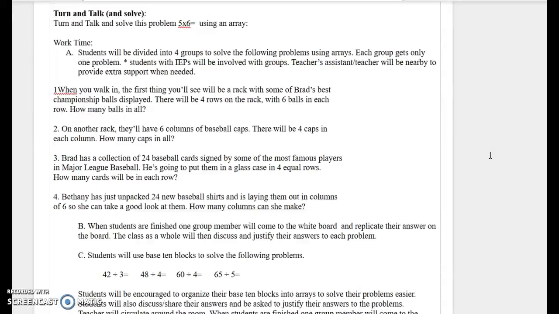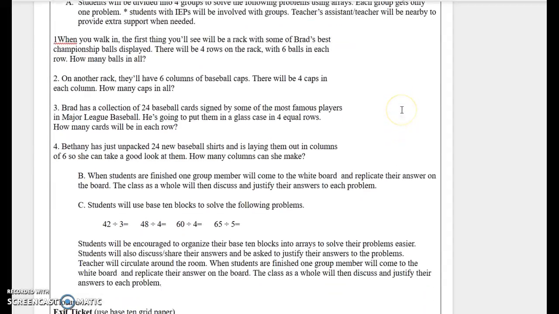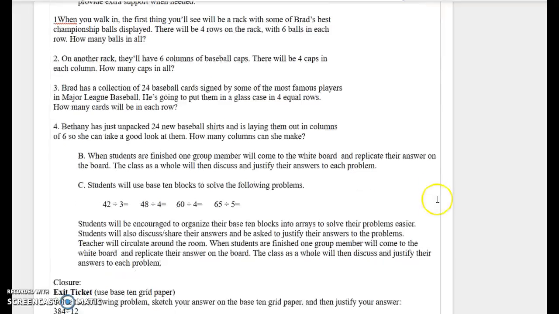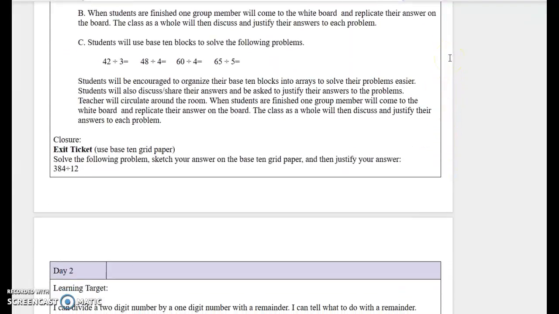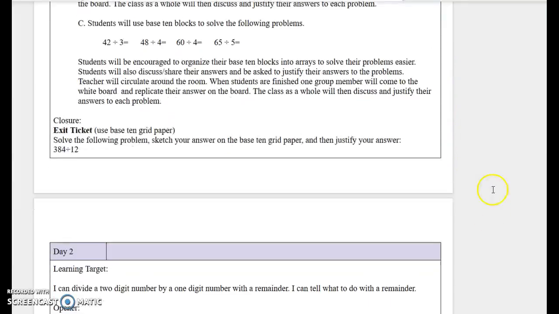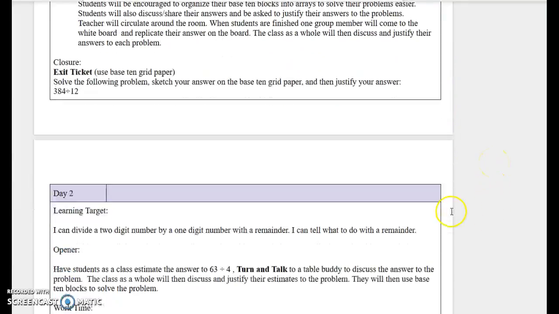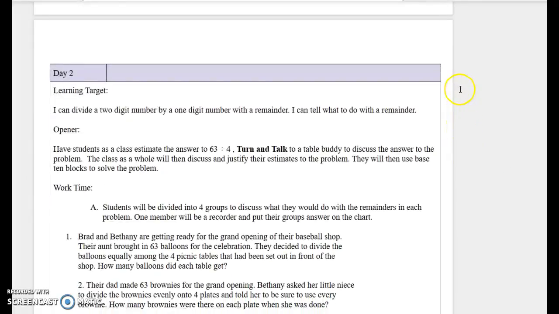So he is having his own store. They will be solving 4 division problems for his store in groups of 4, and then coming back to discuss it. Then they'll be solving their own problems using base 10 blocks, and I will be circulating and helping out as I'm needed. Then they will do an exit ticket that will have a much bigger division problem for them to work out. All problems don't really have to deal with remainders yet.